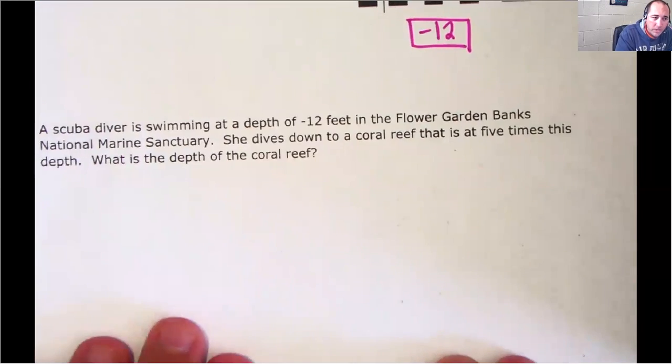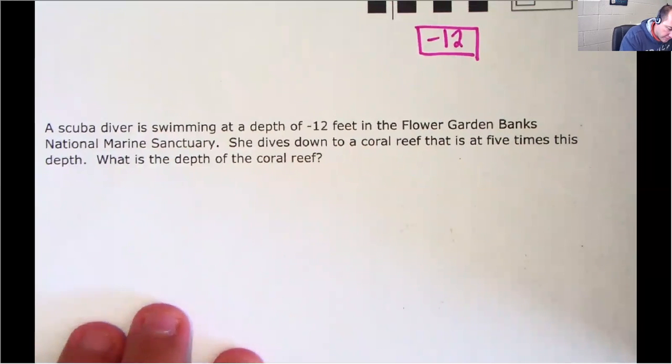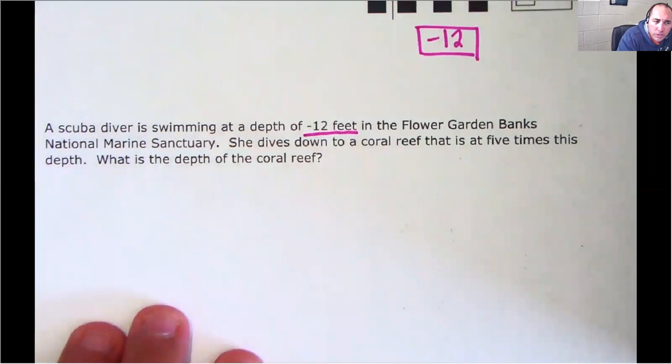All right, last one, a word problem. A scuba diver is swimming at a depth of negative 12 feet. I'm going to highlight that because that is our key information. So again, a scuba diver is swimming at a depth of negative 12 feet in the Flower Garden Banks National Marine Sanctuary. She dives down to a coral reef that is 5 times this depth. What is the depth of the coral reef?